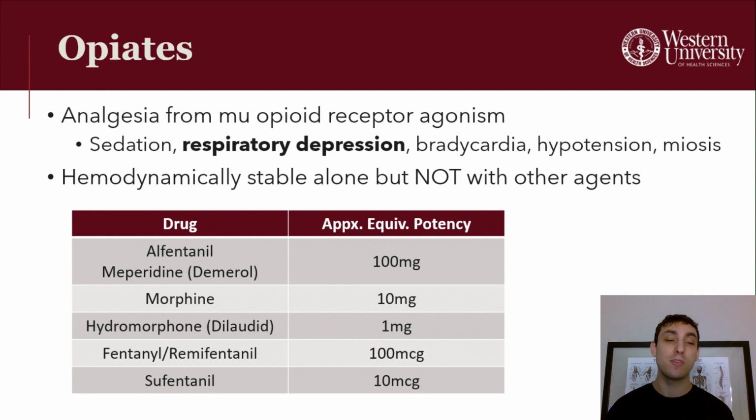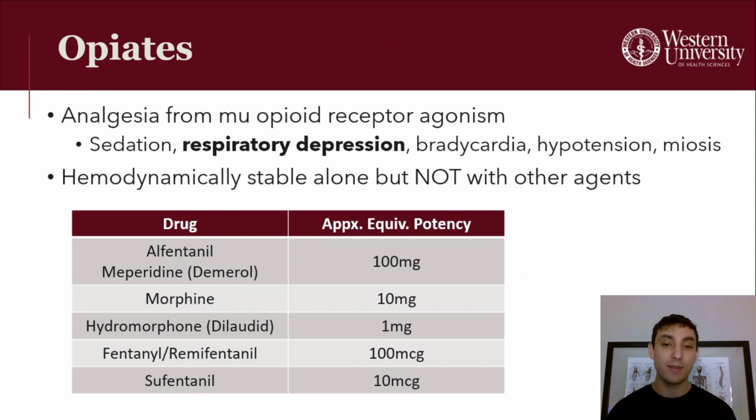Opiates. So this is for our analgesia part of the triangle, and we're most interested in the mu-opioid receptor agonism. Should be well aware of the effects of opiates. Remember, there's significant respiratory depression, and they are hemodynamically stable alone, but if you combine this with other anesthetic agents, that's not the case. So there are a lot of different options.